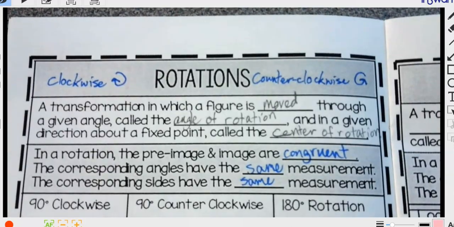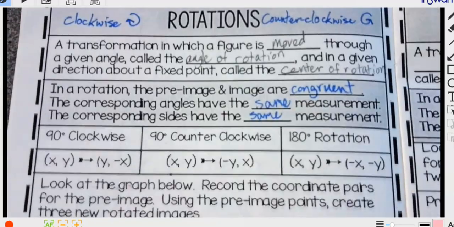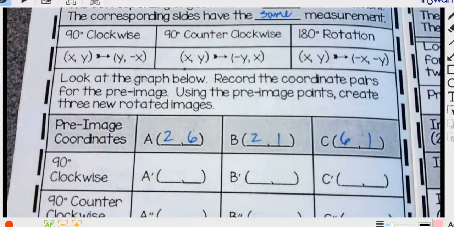That's going to be helpful for the very last section of Delta Math today, the one where you have to identify between reflections and rotations. All right, and then here's kind of like our cheat sheet for all three of these. So we're going to go 90 degrees clockwise. So we're wanting to switch the x and y and change the sign of the x value.